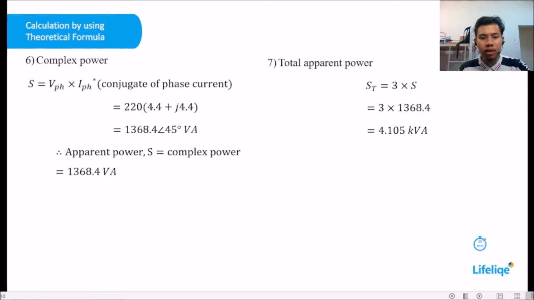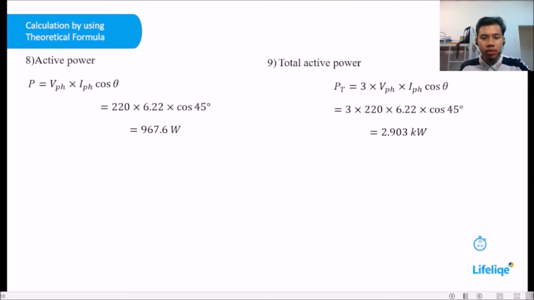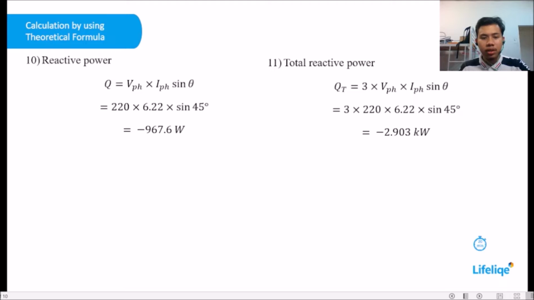1368.4 volt ampere, and the total apparent power formula is ST equal to 3 times S, with the answer 4.105 kilovolt ampere. For active power, the formula is P equal to VPH times IPH cos theta, with the answer 167.6 watt, and for total active power is PT equal to 3 times VPH times IPH cos theta, with the answer 2.903 kilowatt. For reactive power, the formula is Q equal to VPH times IPH sin theta, with the answer negative 967.6 watt, and the last formula for total reactive power is QT equal to 3 times VPH times IPH sin theta, with the answer 2.903 kilowatt.